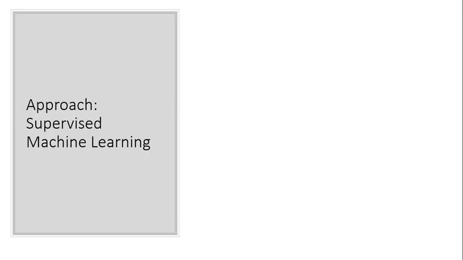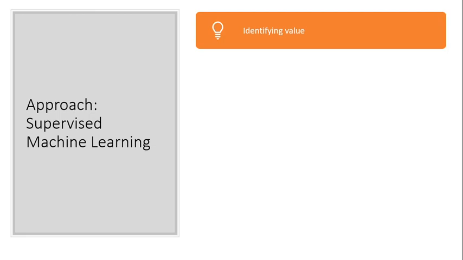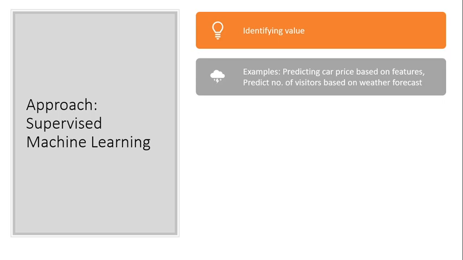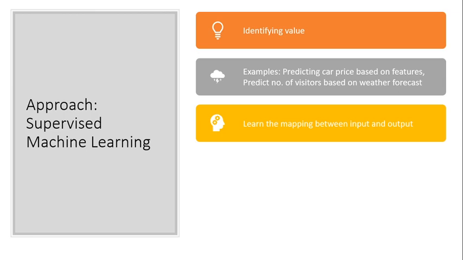Now, types of machine learning. So the first approach is supervised machine learning. Based on the data type, the supervised approach is used if the data are labeled. The supervised machine learning approach is basically used to identify a value. For example, predicting the car price based on the features, predicting the number of visitors based on the weather forecast. Likewise, these machine learning models learn to map the relation between input and output.